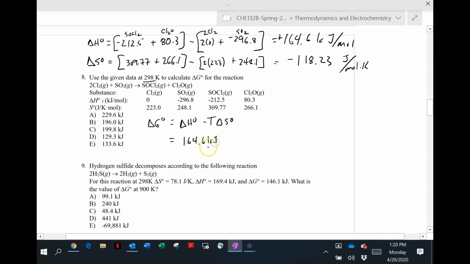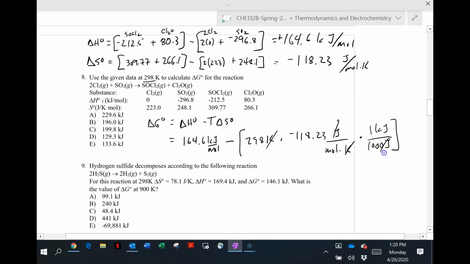So that's going to be 164.6 kilojoules per mole minus 298 Kelvin, the temperature we're given, times negative 118.23 joules per mole Kelvin. That's going to take care of the kelvins, but I need kilojoules here, so I'm also going to have to multiply by 1 kilojoule over 1,000 joules to make this work out. That'll cancel out my joules, and then I'll be adding kilojoules per mole to kilojoules per mole, well, subtracting in this case. All right, so I'm going to do that.